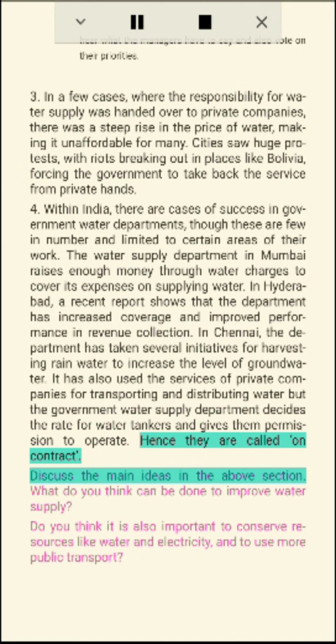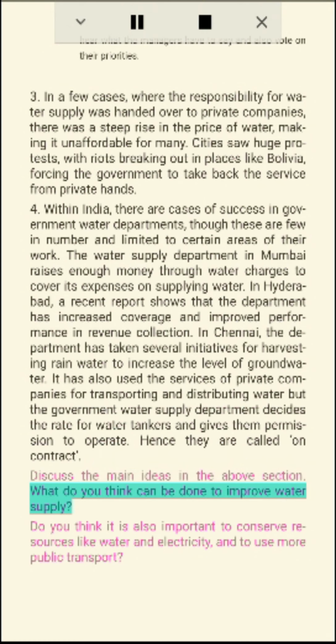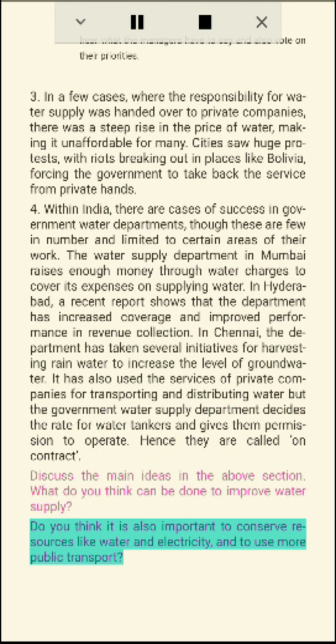Hence they are called on contract. Discuss the main ideas in the above section. What do you think can be done to improve water supply? Do you think it is also important to conserve resources like water and electricity, and to use more public transport?